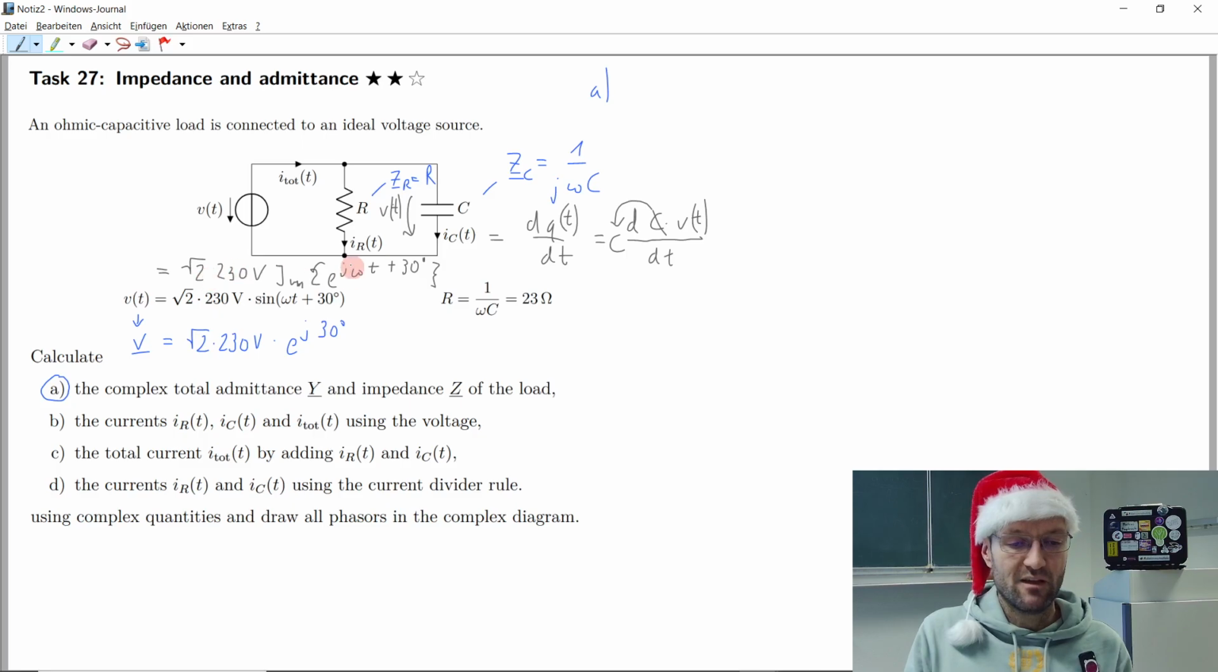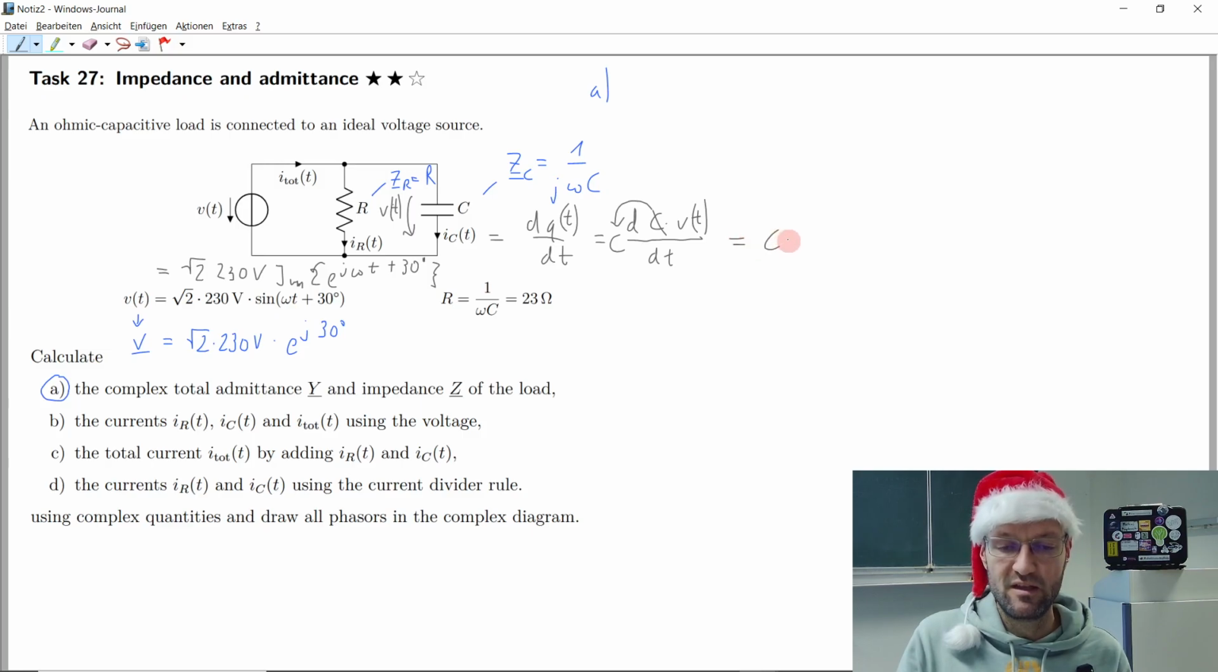And this here looks different than this, but from a mathematical point of view, it's really the same. This term and this term. Because if we take the imaginary part of this complex exponential function, we get the sine function. So now I will take this and insert it into our voltage function here.